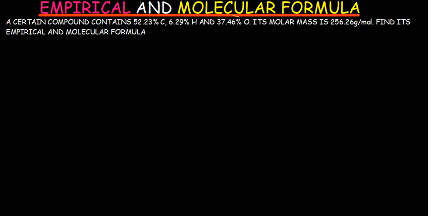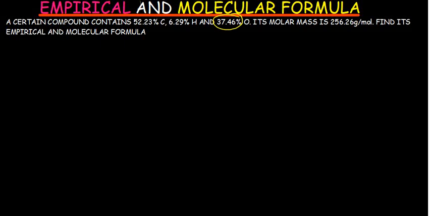Now imagine they didn't give you this percentage. All you do is, if you add this and this plus what is missing, should give you 100, so you can capture the missing one. And its molar mass is given as 256.26 grams per mole. Find its empirical and molecular formula.